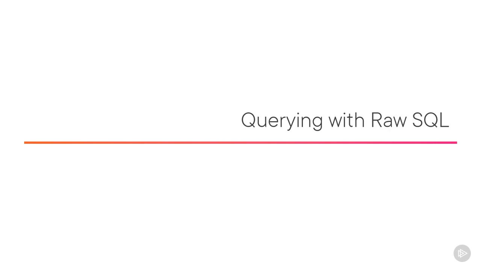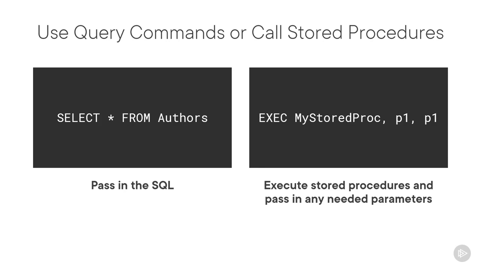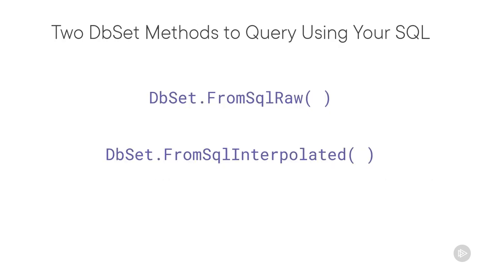EF Core lets you execute raw SQL for your queries in cases where you don't want to rely on EF Core to generate those queries for you. And you have the option of providing the whole query in your SQL or using it to call stored procedures. There are two methods that let you execute raw SQL queries against your defined DB sets.